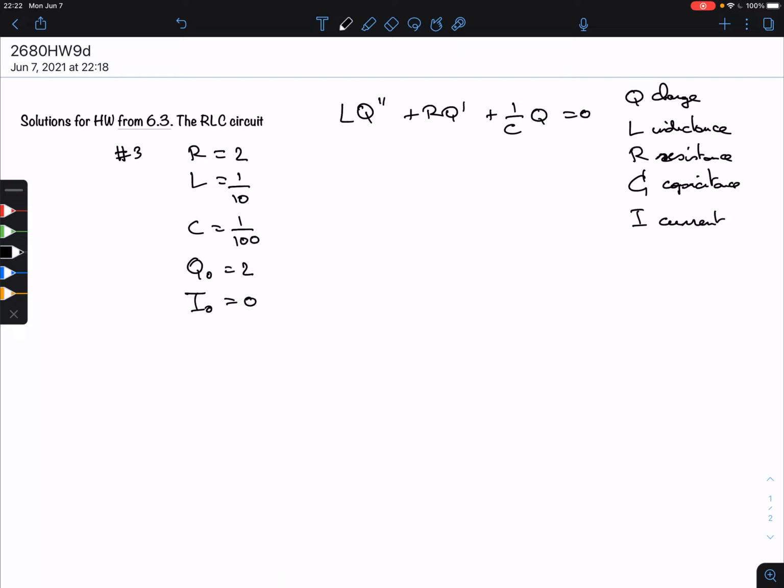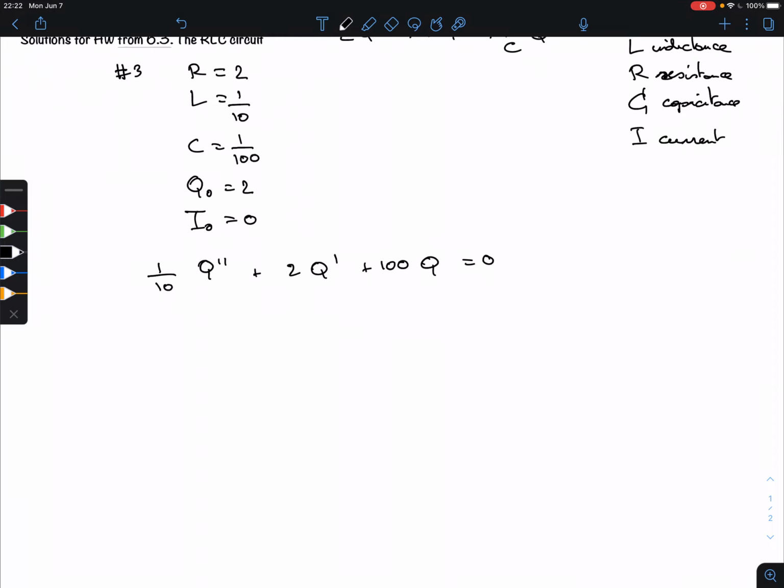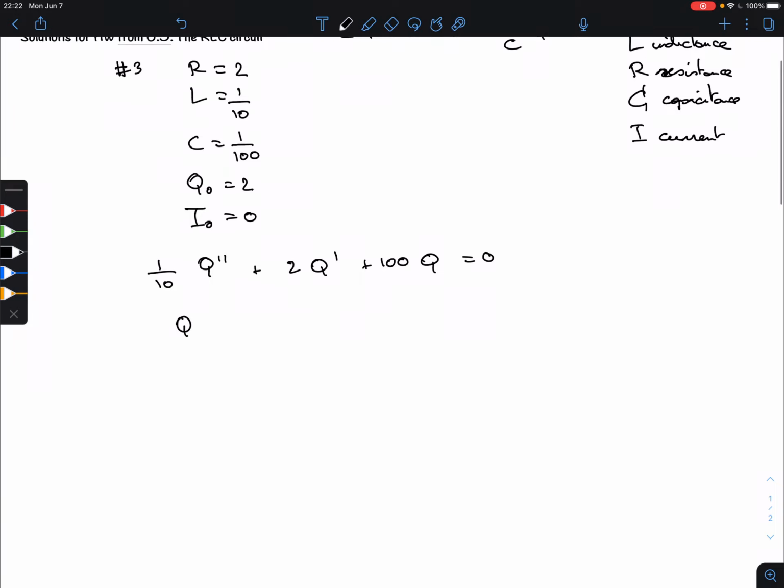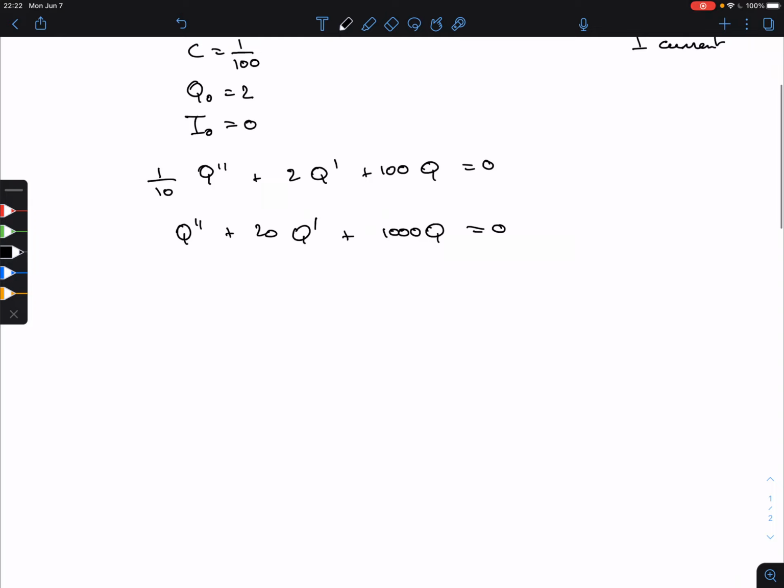Okay, so the first thing, of course, is to just plug everything in. So we get 1/10 Q double prime plus R, which is 2, Q prime, plus 1 over C, so 1 over 100, that is 100 Q, is equal to 0. And of course we don't want a coefficient in front of Q double prime, so we multiply everything out with 10, and get Q double prime plus 20 Q prime plus 1000 Q is equal to 0. And that, so step 1, okay, the characteristic equation that we need now.